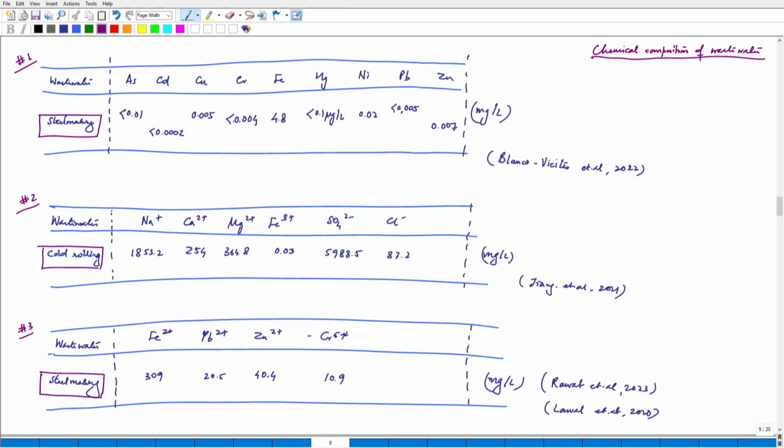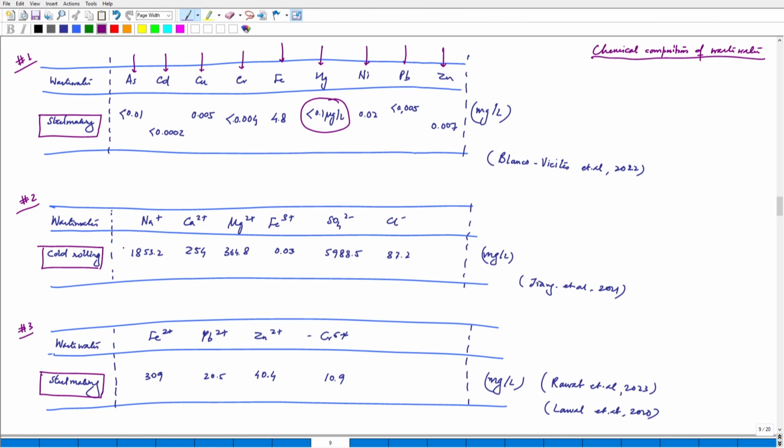So if in a steel making wastewater sample we can say we have iron 4.8 milligrams per liter. We can also have different other elements. These are heavy metals. So we have As, Cd, Cu, Cr, Hg, Ni, Pb and Zn. Of course these are present in relatively very less quantities. Of course mercury is also in micrograms per liter. That is the scale for mercury in this specific data.